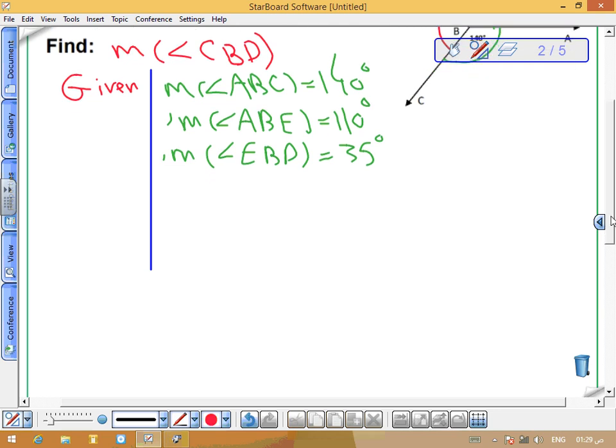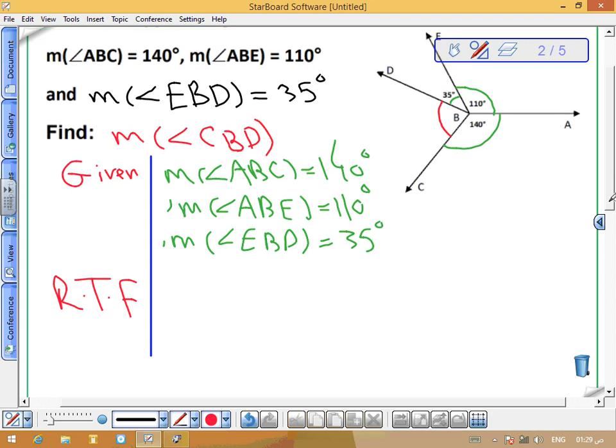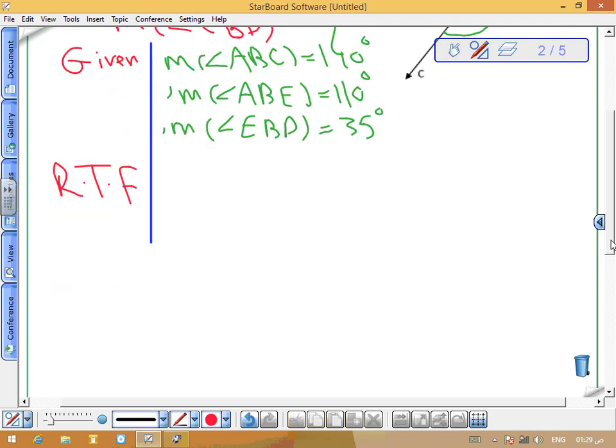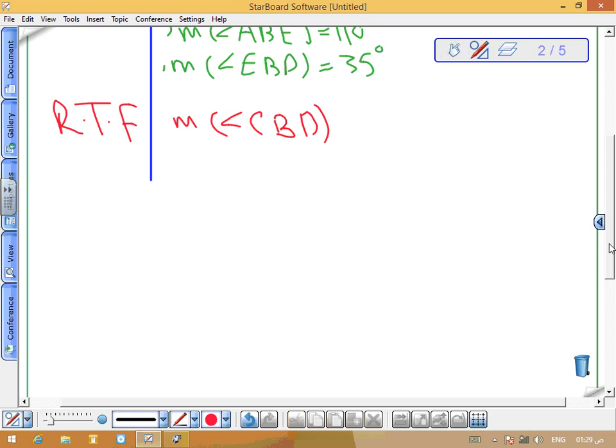Then write the RTF. What the RTF? The RTF is the question in the problem. The question is finding measure of angle CBD. The RTF is measure of angle CBD. And let's start writing the proof. The proof is the steps of the answer.